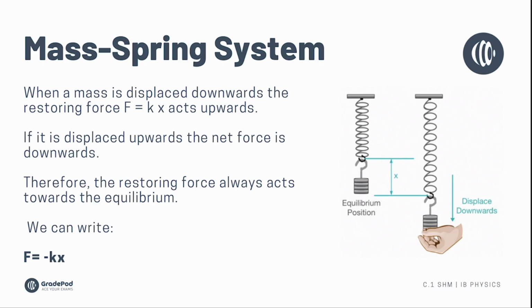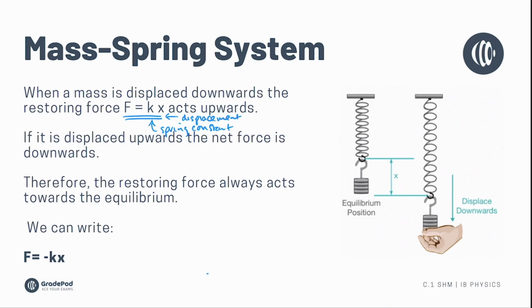When you think of a spring, you will, I hope, think of this: F equals kx. It is, of course, Hooke's law. When you pull a spring down, or when it's displaced downwards, the restoring force acts upwards, and the magnitude of the restoring force is given as kx. k is the spring constant, and x is the displacement, the amount of distance from the equilibrium position.